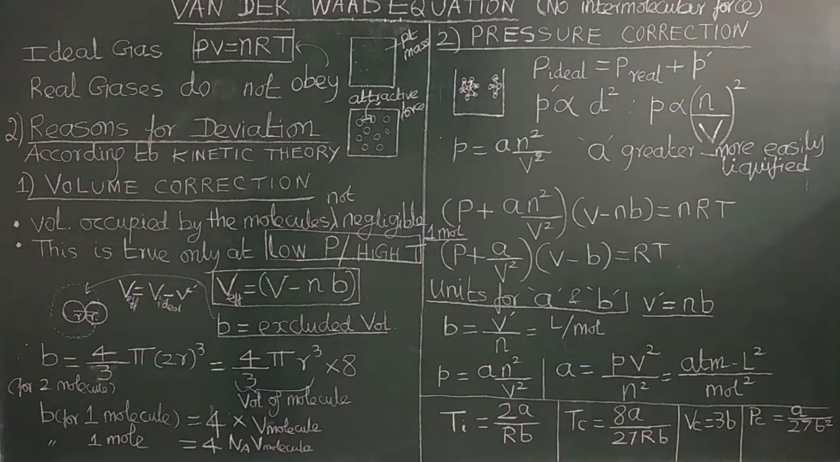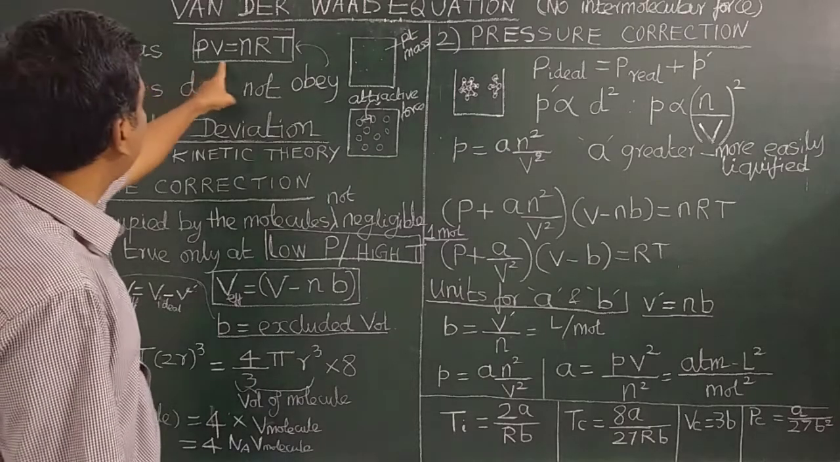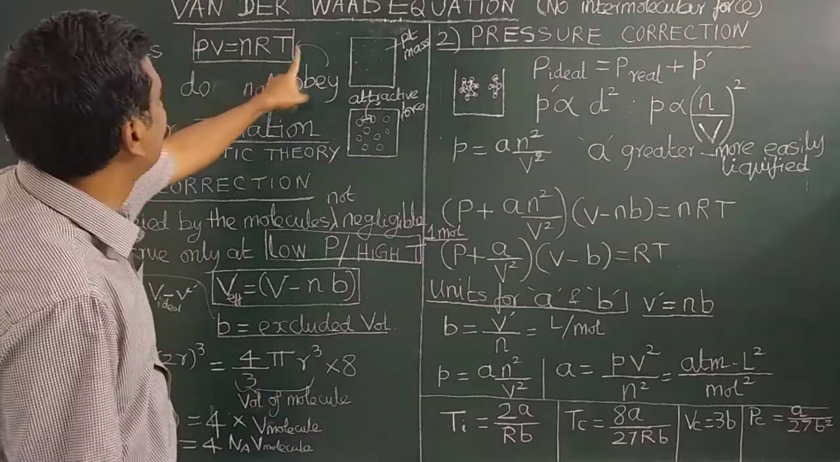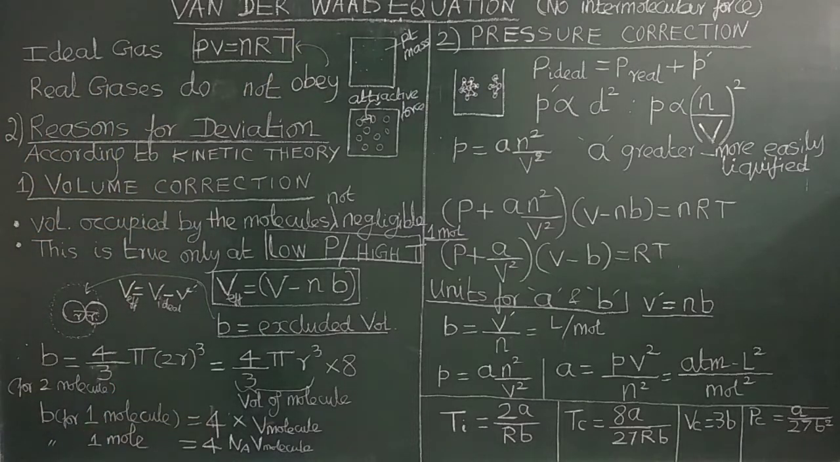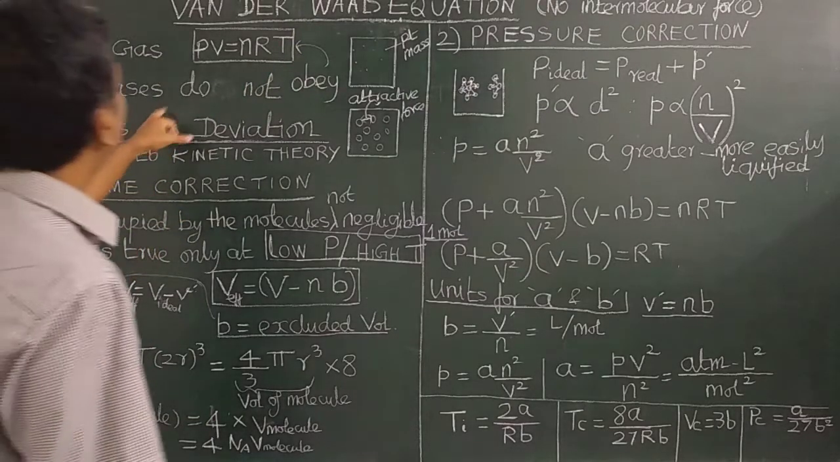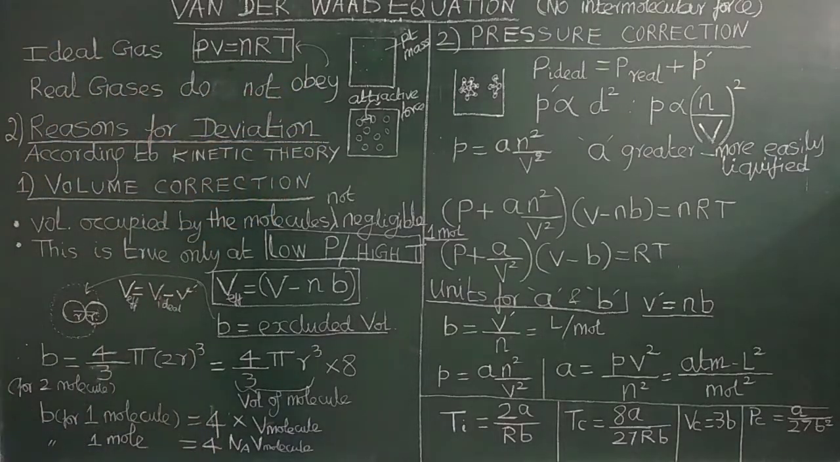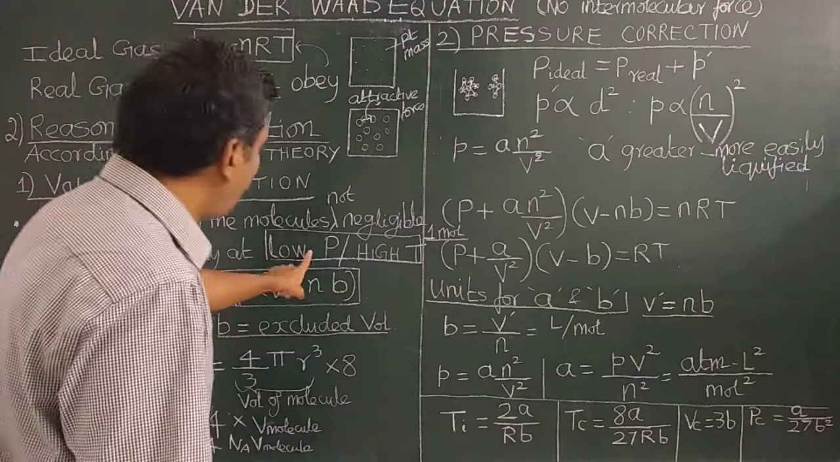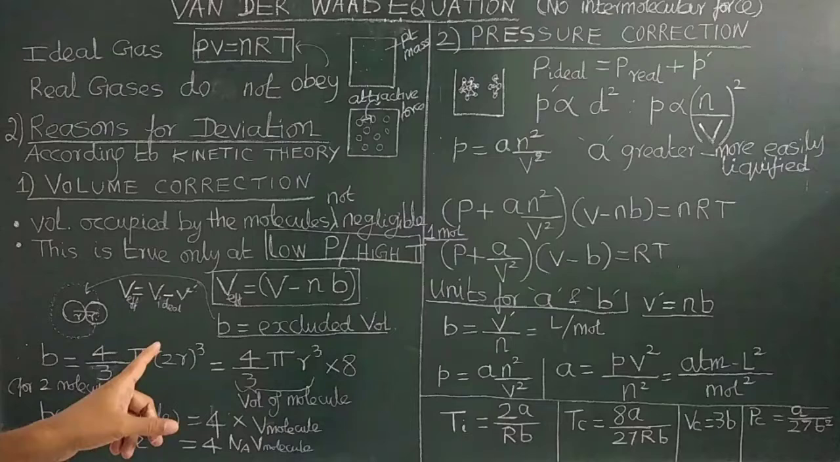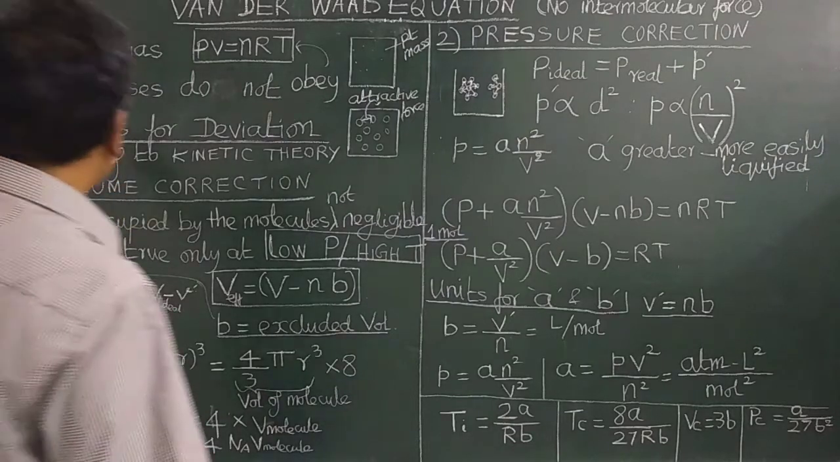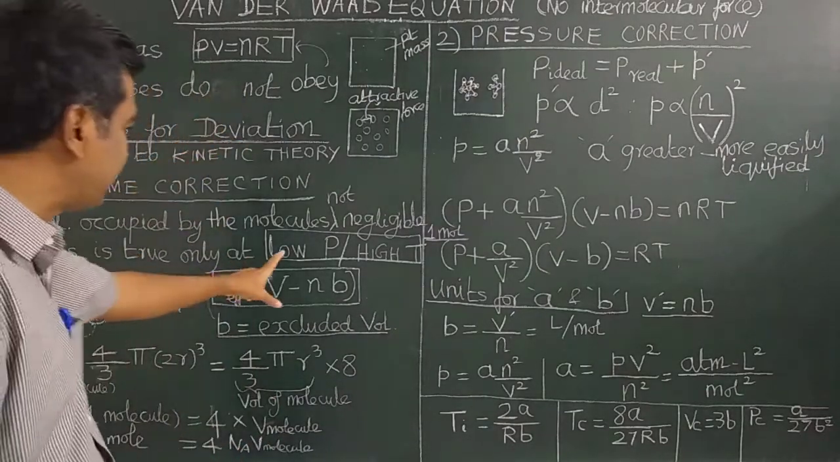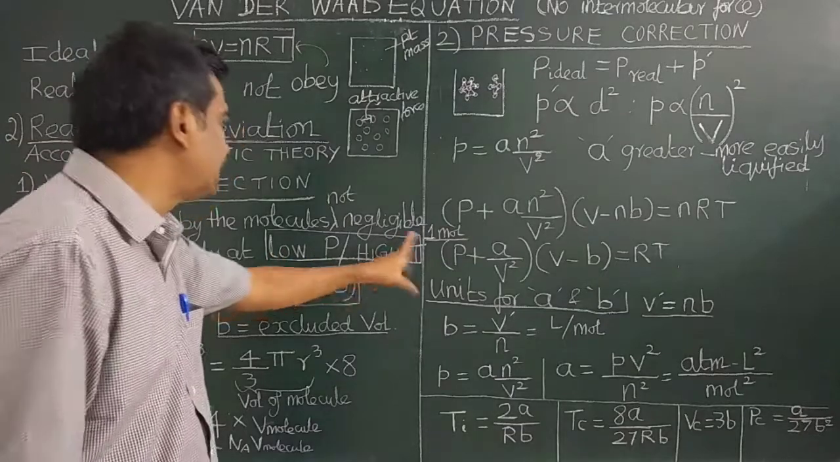What are ideal gases? Ideal gases are gases that obey the ideal gas equation PV = nRT. So what are real gases? Real gases are gases that do not obey the ideal gas equation PV = nRT. If you see, all the gases are real. No gas is ideal. The gas behaves ideally only at low pressure and high temperature. Remember, real gases behave ideally at low pressure and high temperature.